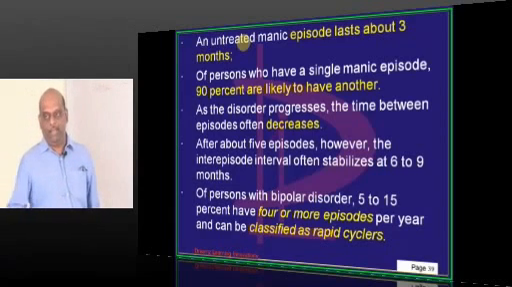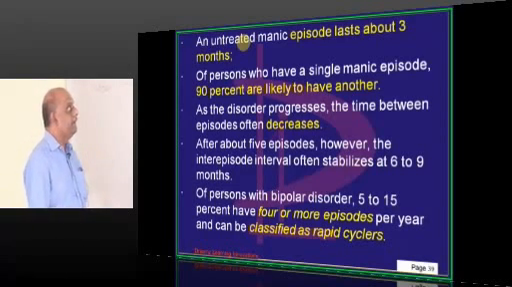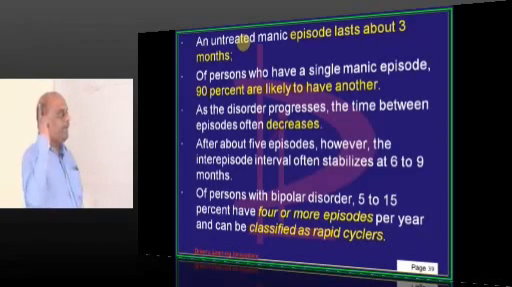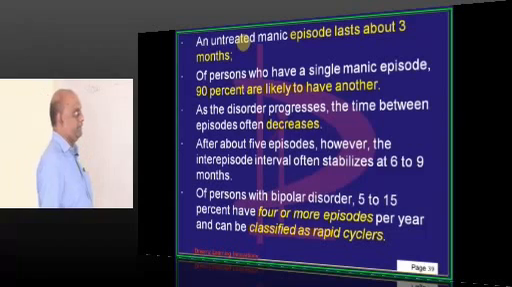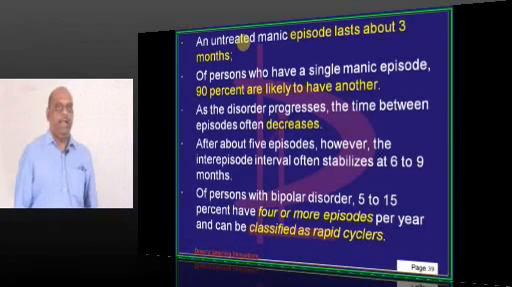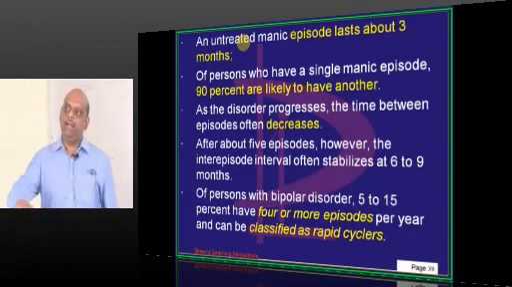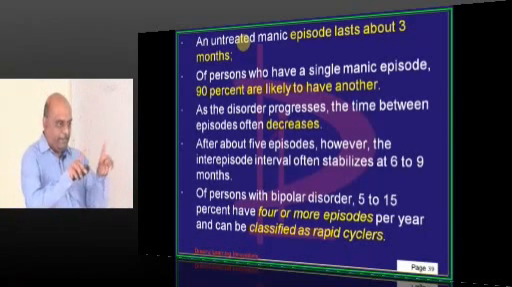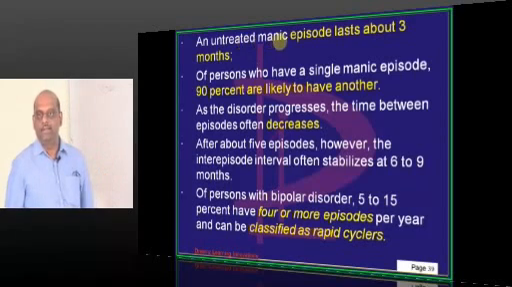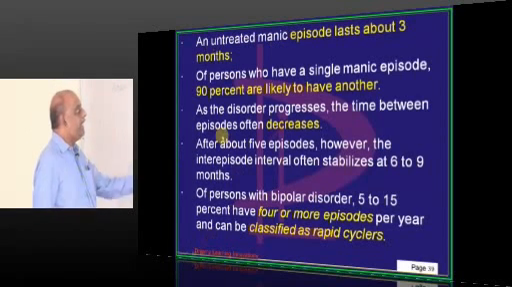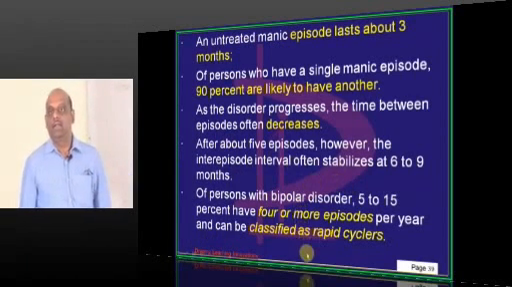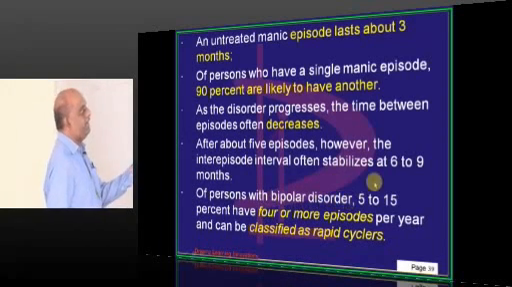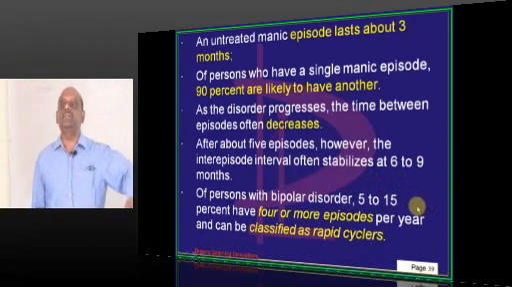Then there are a few things about mania you must remember. If there is one single manic episode, 90% of them will have another manic episode. And as the duration of bipolar illness increases, the time between one episode and the next keeps decreasing. And after about 5 episodes, the inter-episode interval stabilizes around 6 to 9 months.